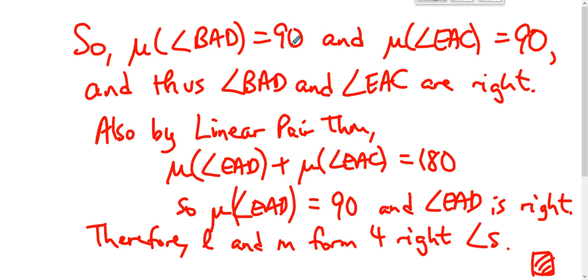Can I highlight a couple of things for us? Measures of angles are numbers. Measures of angles can add. Angles themselves are right, but their measures are numbers. This is a thing that sometimes geometry students get sloppy about, and they'll say, oh, so angle EAD plus angle EAC is, well, we can't add angles, we can add the measures of angles, because we add numbers, we don't add figures. Okay, that's a thing to keep in mind.